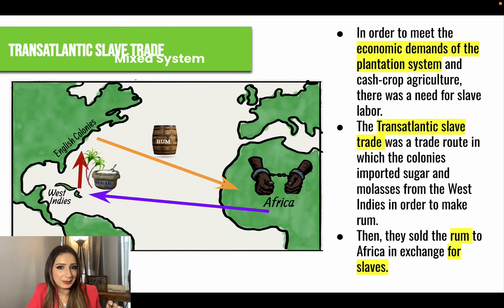Because of the economic demand of that cash crop agriculture, England allowed the 13 colonies to trade with Africa in order to get that slave labor. So the 13 colonies would export rum, so they would sell rum to Africa, and Africa would sell the African slaves. So it was a trade, rum for slaves. This became known as the transatlantic slave trade.